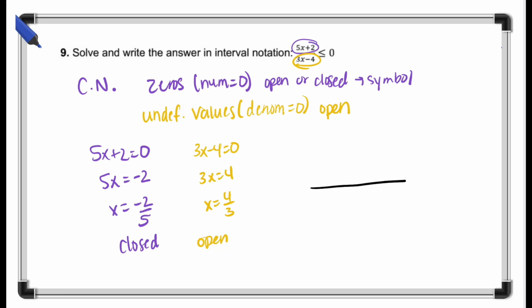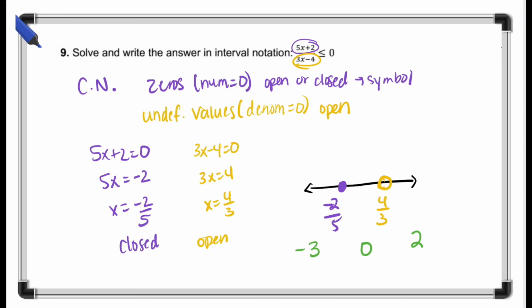Now we're going to make our number line. We're going to mark negative 2/5 and make that a closed circle. Then you're going to make your 4/3 an open circle. Now you're going to go ahead and test some numbers. We can say that this one is 0, this one is 2, and this one is negative 3.